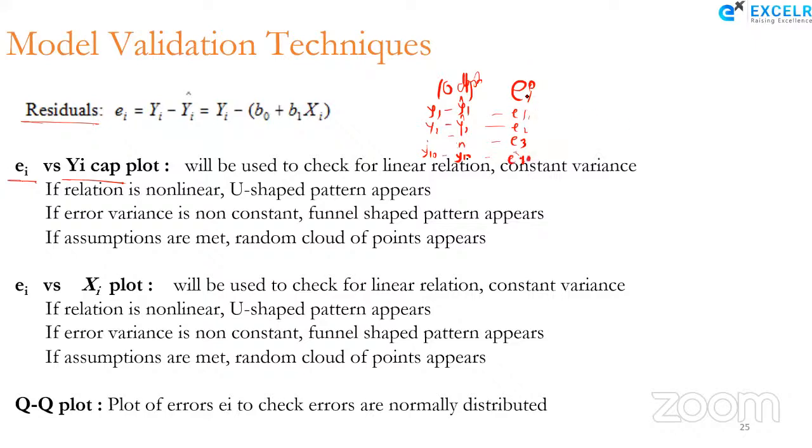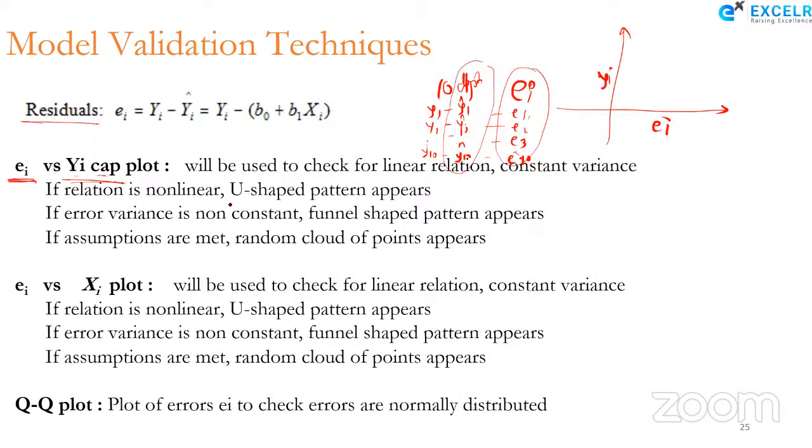And these errors I can plot on a scatter plot. I'm going to plot a scatter plot between ei versus yi cap. Now, what is this yi cap? Yi cap is nothing but the predicted data points. So the predicted data points versus the error data points is what I'm going to plot as a scatter plot.